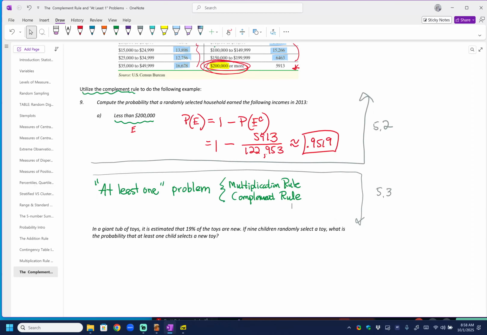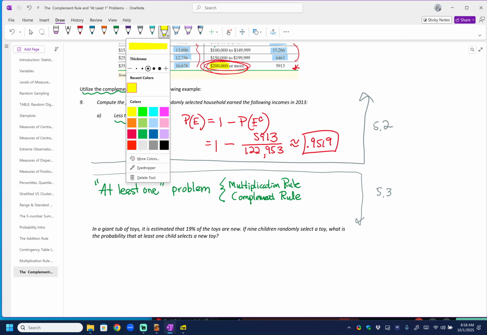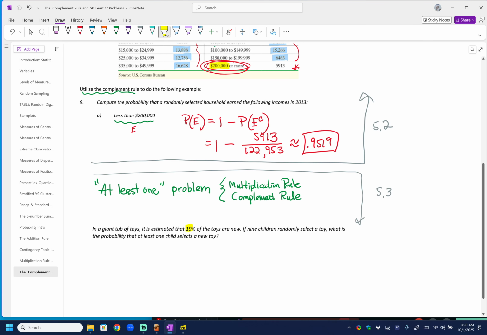Okay, so we're basically given two pieces of information here. We're given that 19% of the toys are new in the giant tub, and that we have 9 children that are going to be picking toys out of that giant tub. Our focus is to find the probability that at least one child selects a new toy. We'll call this the event E. Before we get into any formula or probabilities, I think it's really valuable to take a look at this in terms of more of a conceptual thing.